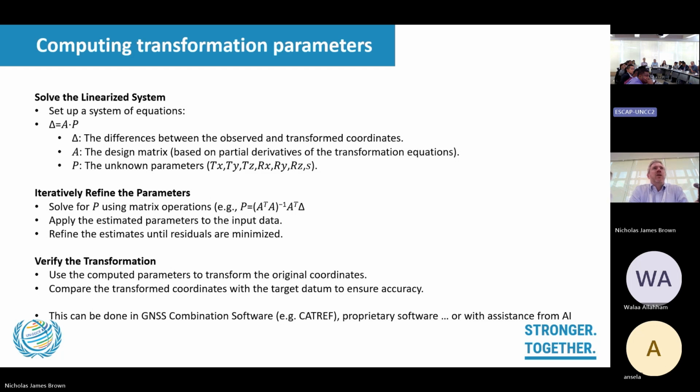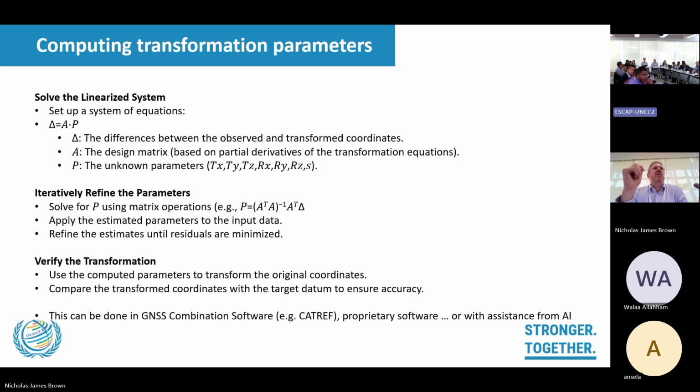And then it's not a one-off process. You need to iteratively refine the parameters. So you do an initial solve, and then you iterate through, and you keep iterating until you get more and more confidence on the answers. And then a very important step at the end is to verify the transformation. So you can use the computed parameters to transform your original coordinates, and then you compare them with the transformed coordinates, and you check the differences between them.